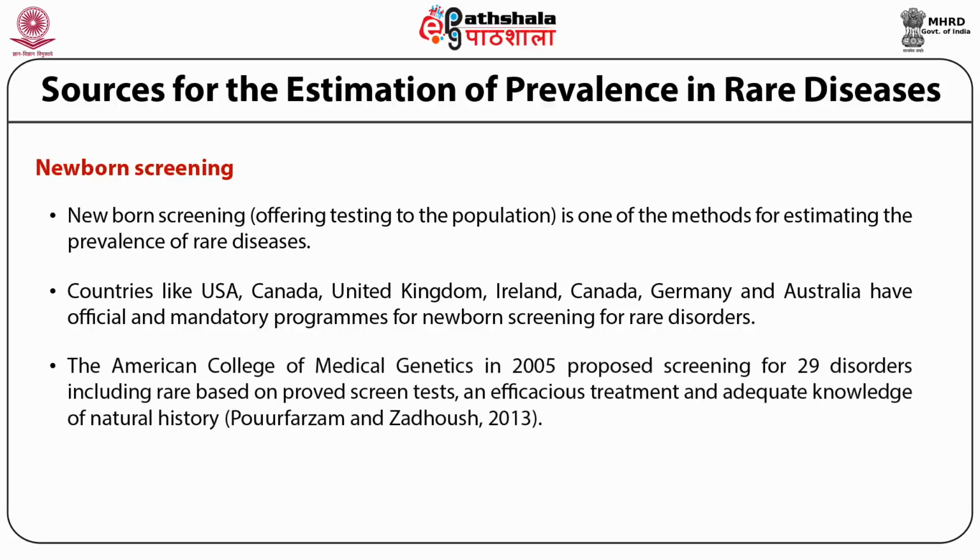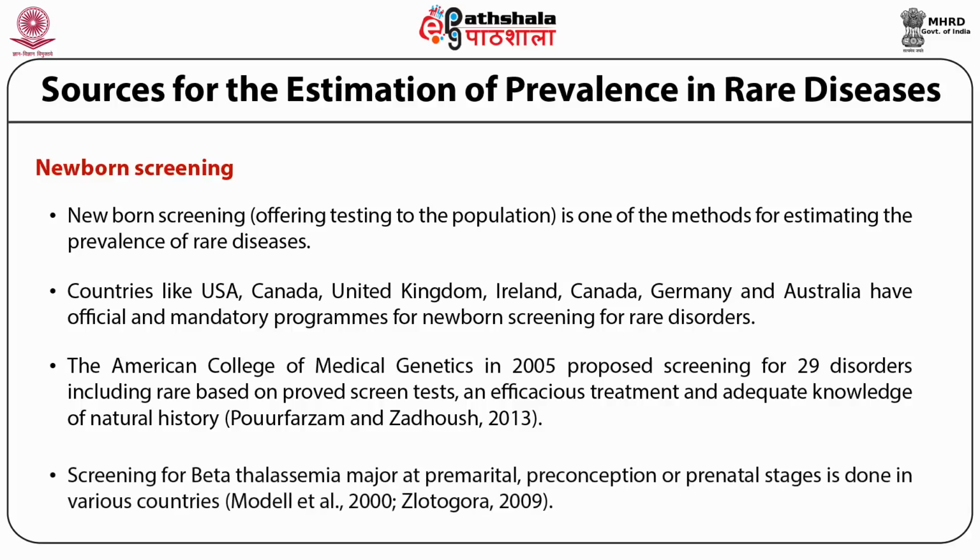The American College of Medical Genetics in 2005 proposed screening of 29 disorders, including rare ones, based on proven screening tests, efficacious treatment, and adequate knowledge of natural history. Screening for cystic fibrosis carriers has been reported to decrease the number of US infants born with cystic fibrosis. Screening for beta thalassemia major at premarital, preconception or prenatal stages is done in various countries.